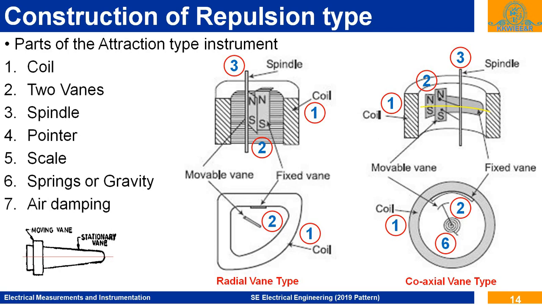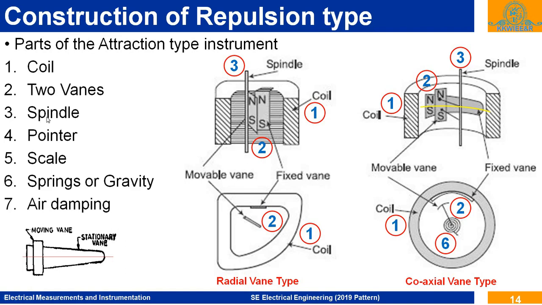In the attraction type, there is only one oval shape iron piece, but in this case there are two metal pieces. This one is fixed, and another one is movable. Here this NS is fixed, and this rectangular one is movable, which is connected to the moving spindle. So there are two vanes, one fixed and another movable, which is connected to the spindle.